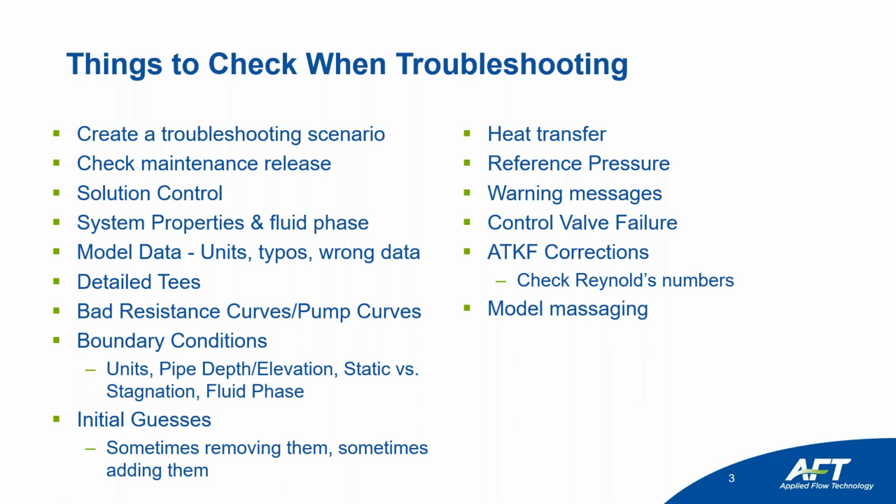Something that you also might need to do once in a while is massage your model towards convergence. Maybe you're trying to get convergence based upon a really high supply pressure, and for whatever reason, initially, your model won't converge with the high supply pressure. One thing that you can do is start with the lower pressure, run your model and get convergence, transfer your results to initial guesses, and then slowly increase your supply pressure one iteration at a time.